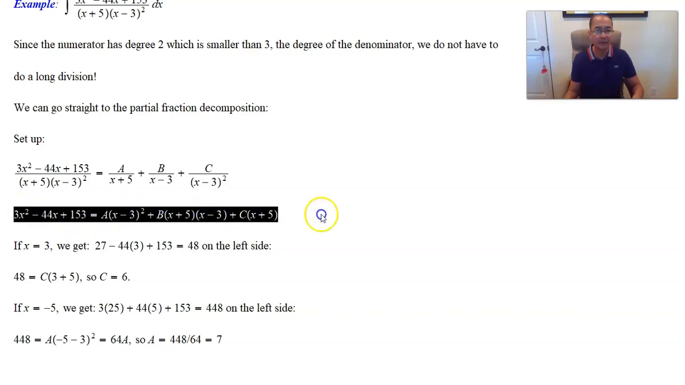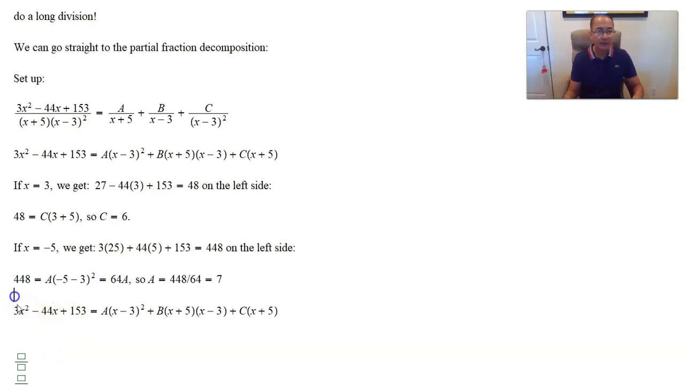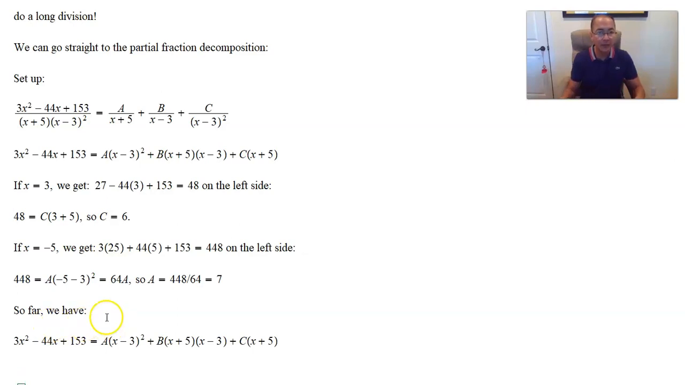We already made a lot of progress. So far we have A is 7. We don't know B, but C we know is 6. So we're missing B. We can't plug in 3 or -5 anymore because b will disappear either way, so that doesn't help us. Well, what can we do to solve for b?